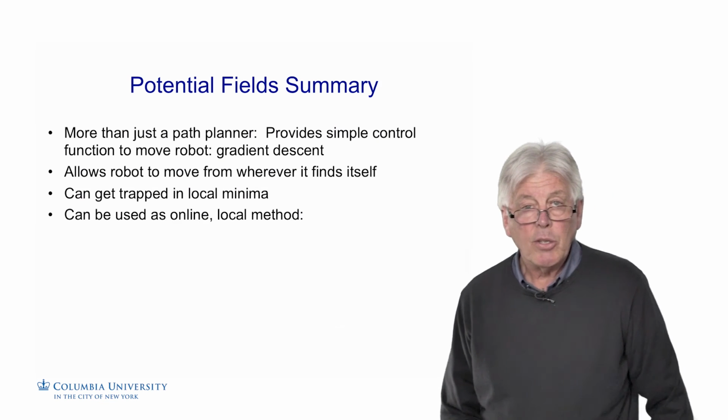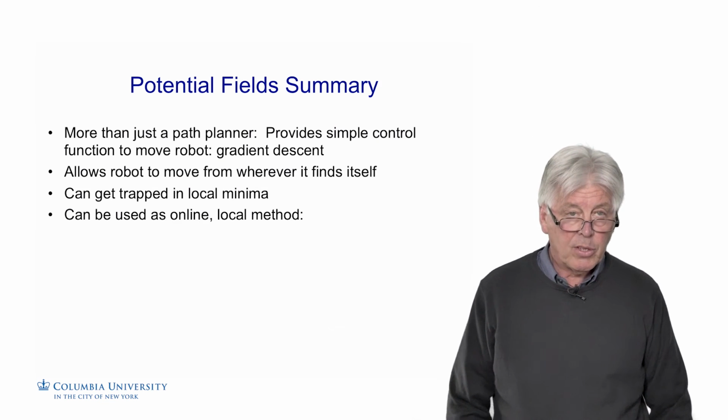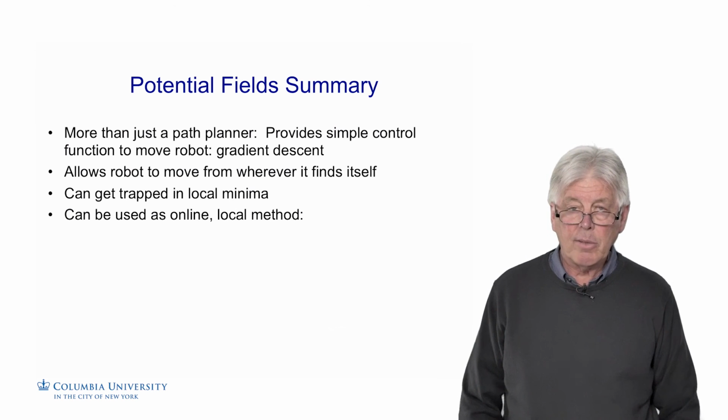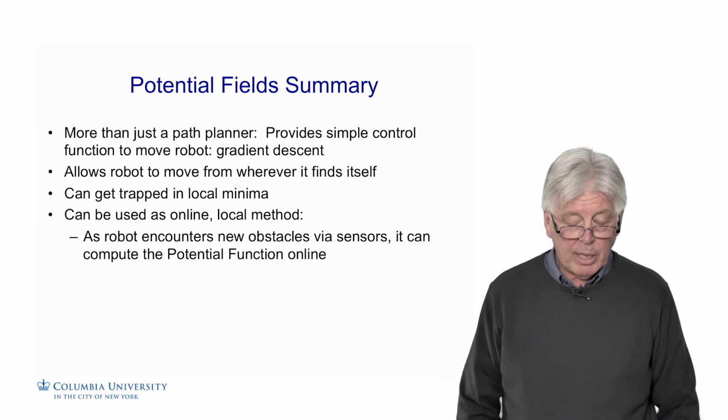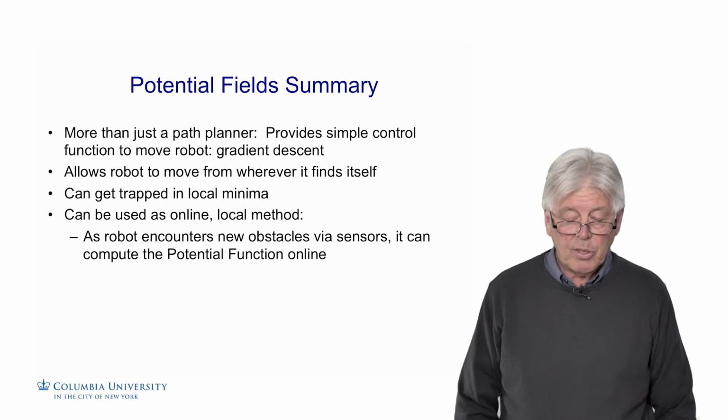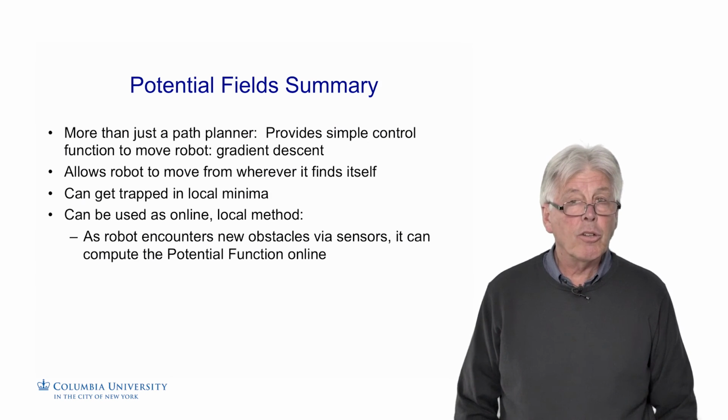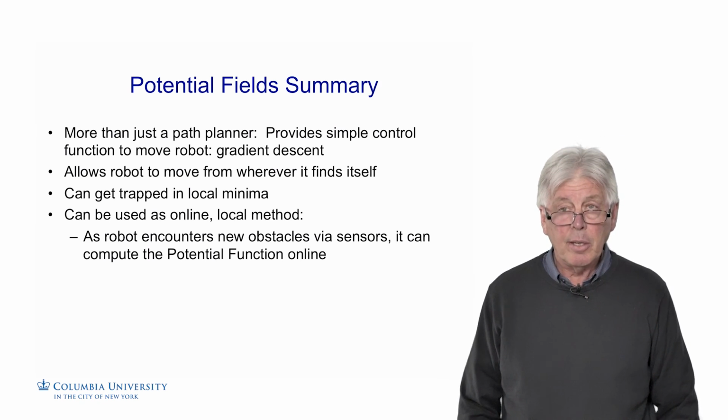What's nice is this can be used as an online or local method. So rather than having to know the entire space a priori, which we have in these previous methods, we can actually, as we encounter new obstacles with sensors, compute this potential function online. So again, what we're computing is the distance to the obstacles, and even if we don't know where the obstacles are, when we get close to them, we'll pick them up with sensors, and then we can add that to the computation.